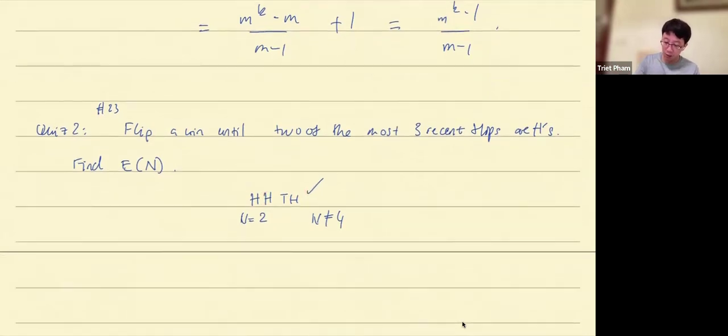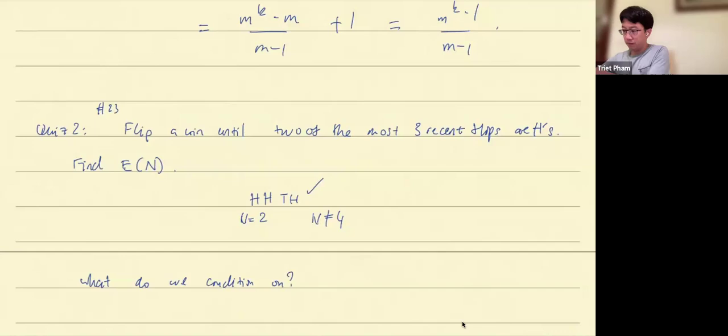Again, it has to do with what do you condition on. Because once you decide the right random variable to condition on, then you're good. So what would that be? For this problem, what is the appropriate random variable to condition on?